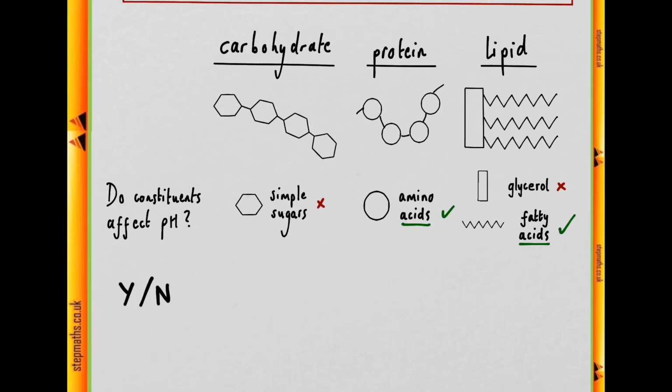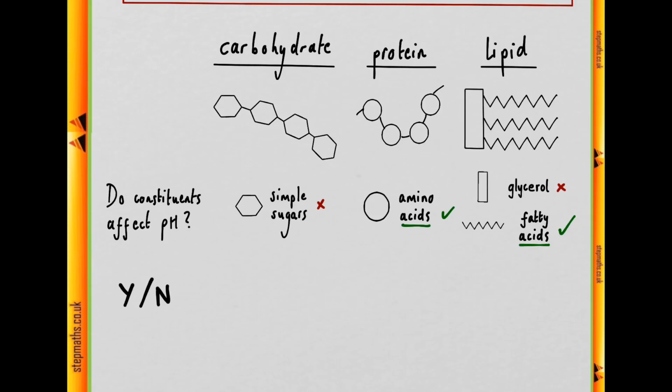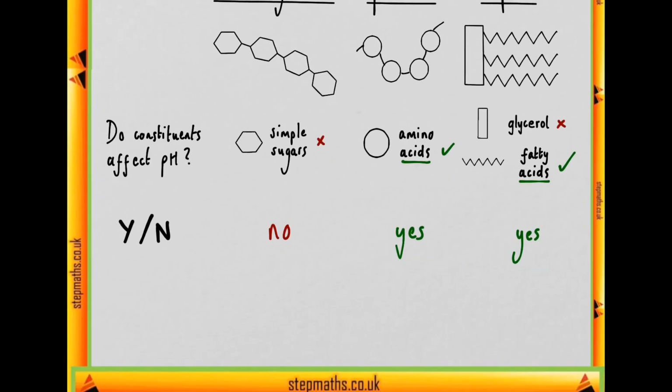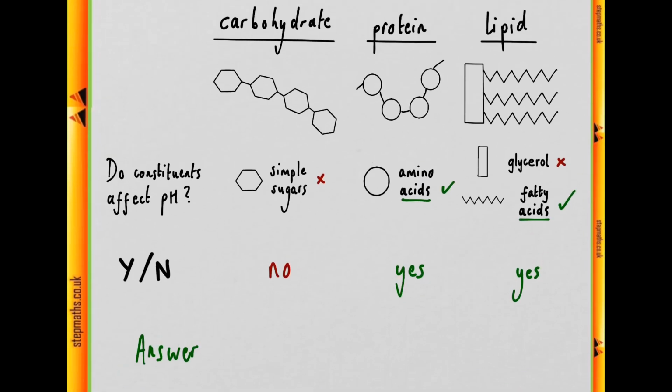So, in terms of yes or no for whether the constituents affected the pH, we can say no for carbohydrates and yes for proteins and for lipids. So we can say our answer to this question is that proteins and lipids affect the pH, so our answer is option E.